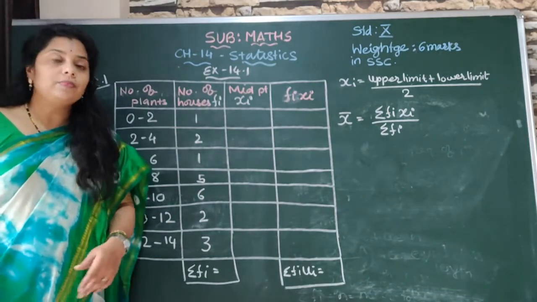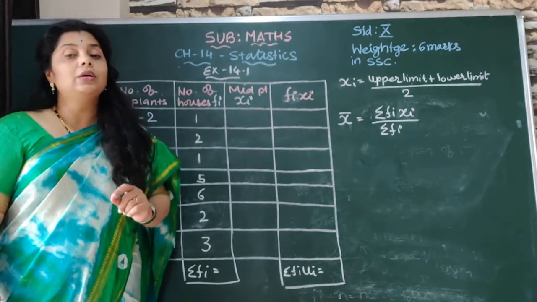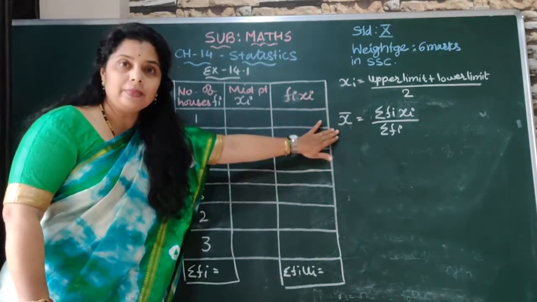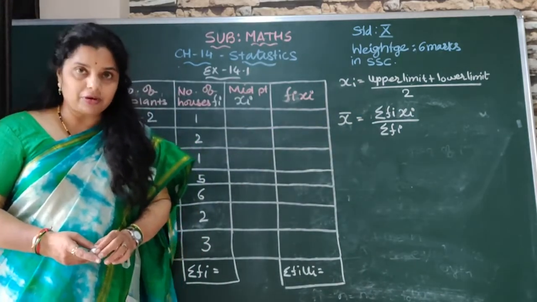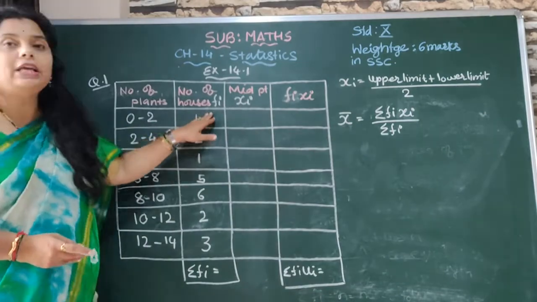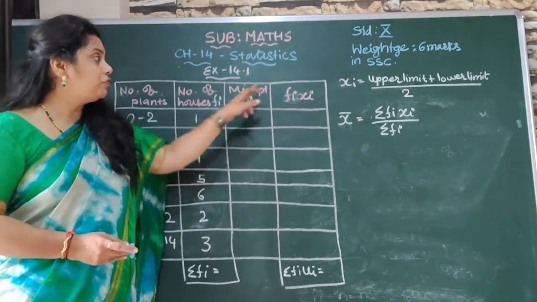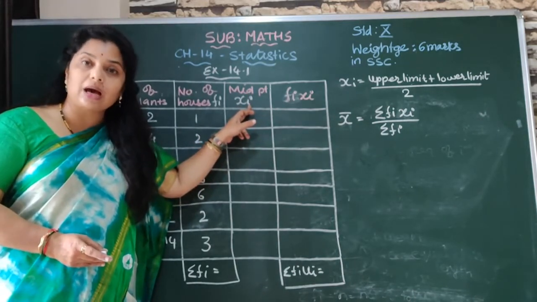So first of all, as we know, what is the formula for the direct method to find out the mean? It is x bar equal to sigma fi xi by sigma fi. So first of all, we already have fi, it means the frequency we already have. Now, how to find out xi? Xi is the midpoint of each class.